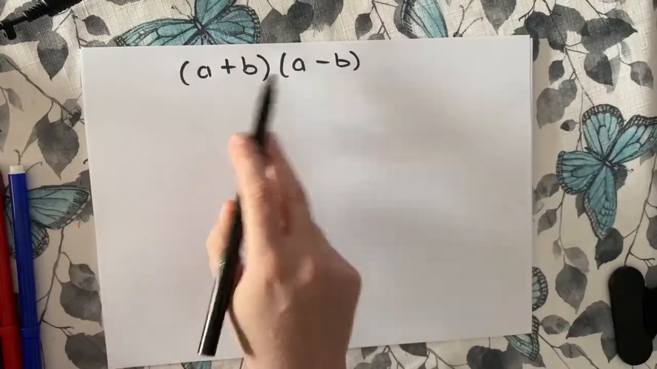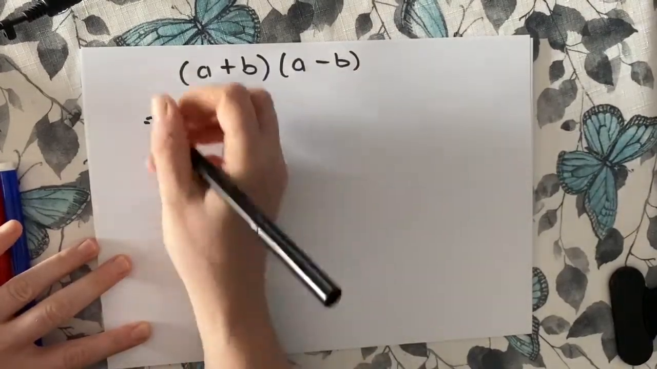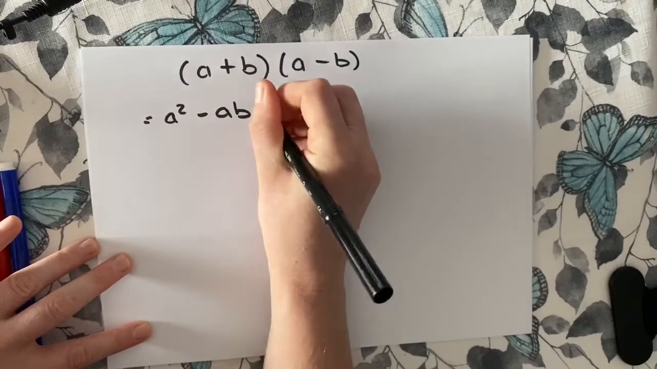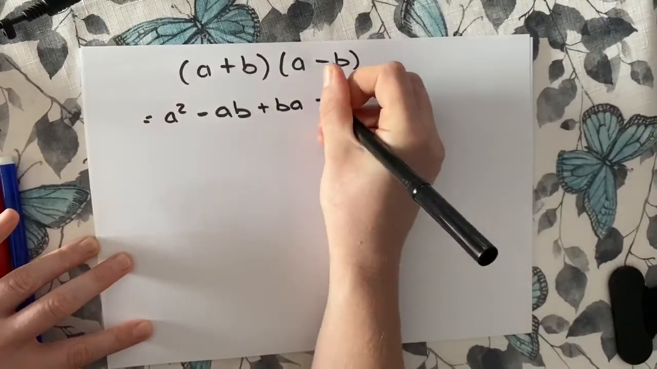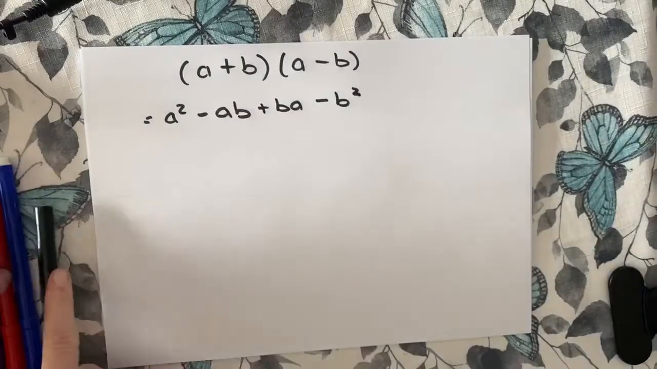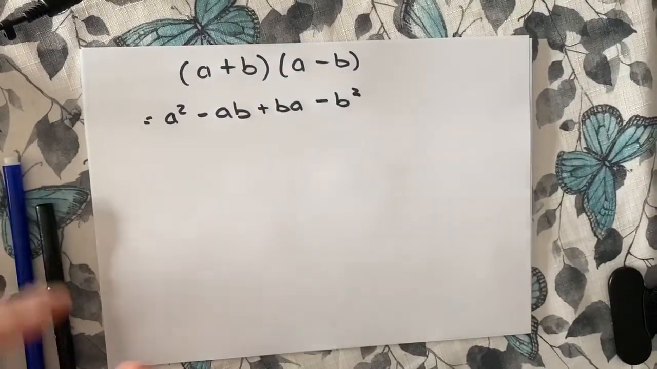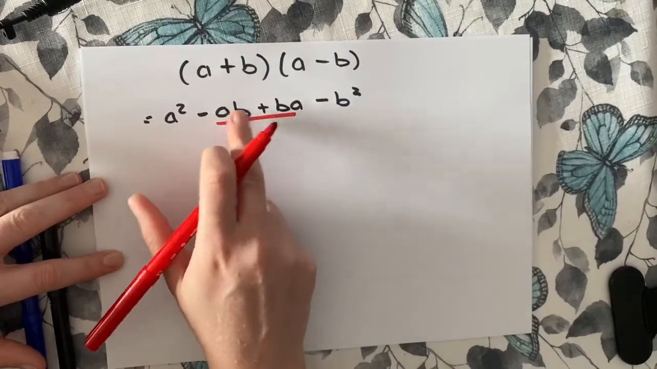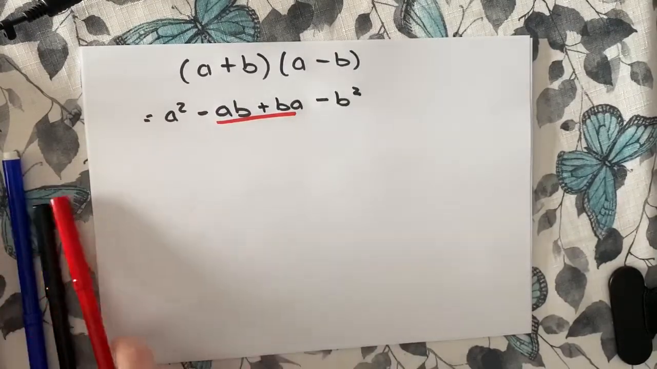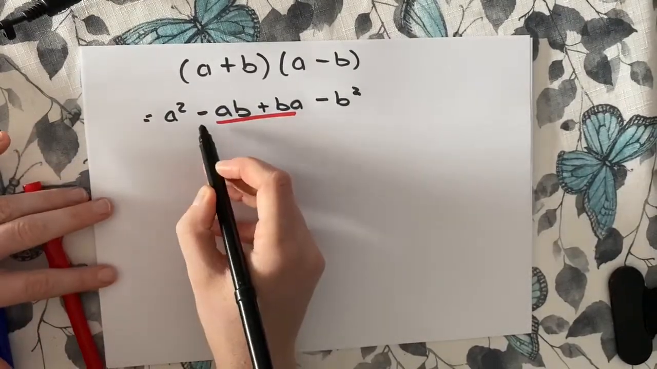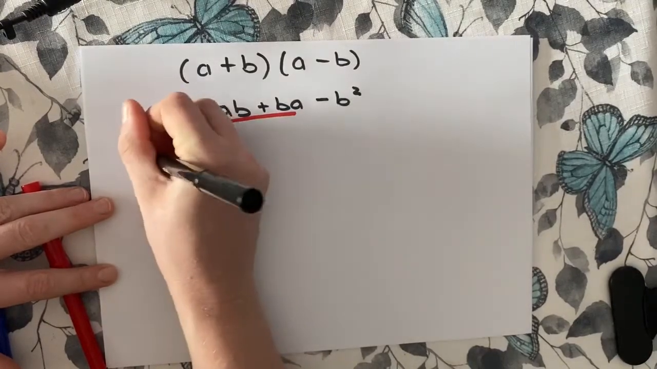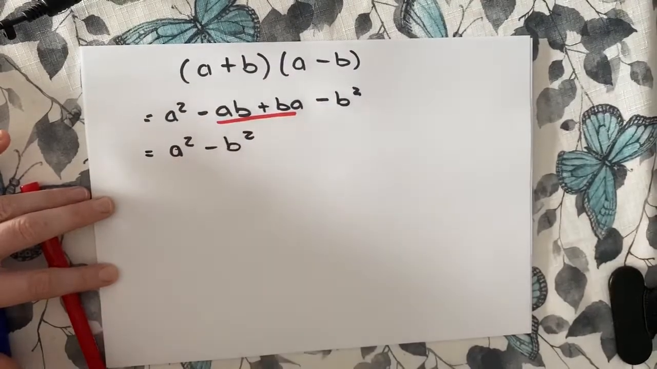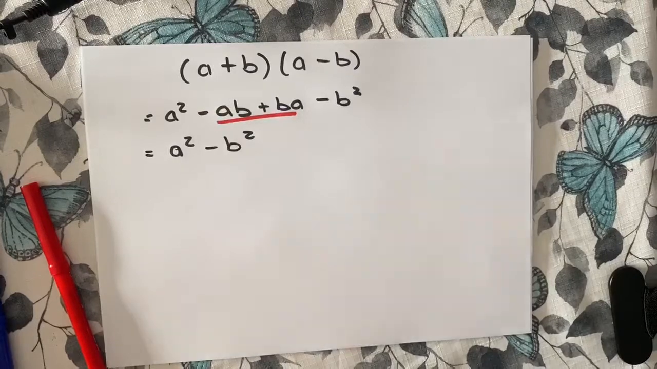So if we expand this one here, we end up with a squared minus ab plus ba minus b squared. Now if we look at our like terms, ab and ba, just remember that as long as the number out the front is the same, it doesn't matter if the letters are the opposite way. So these are our like terms. We've got a negative plus a positive, so we only end up with a squared minus b squared, because these two here cancel out. And that is literally what a DOPS is.